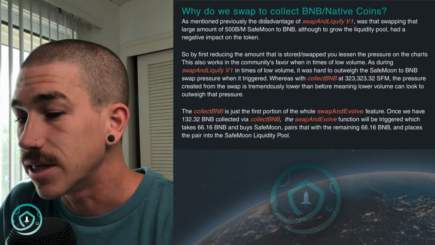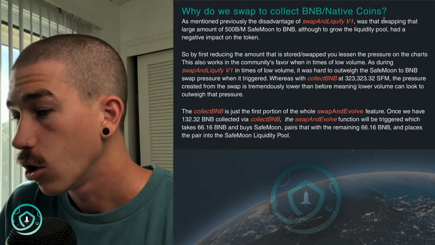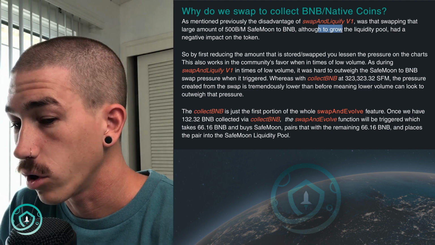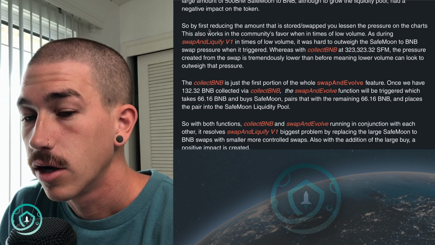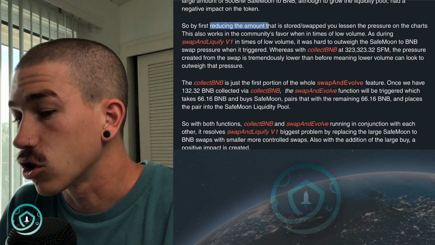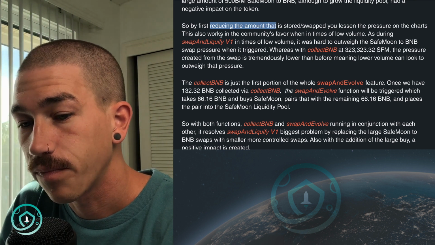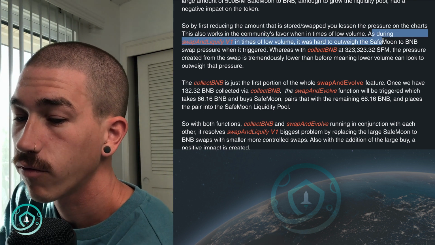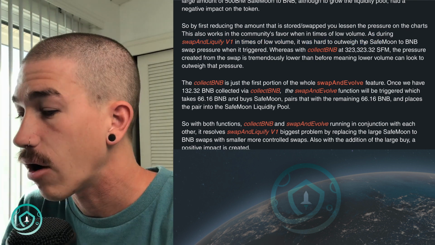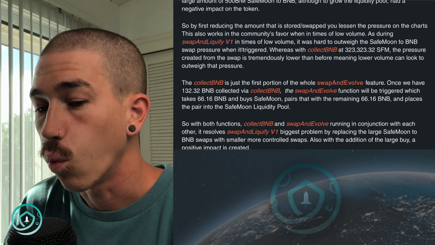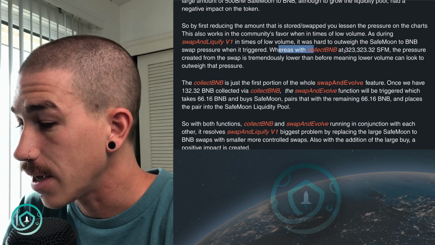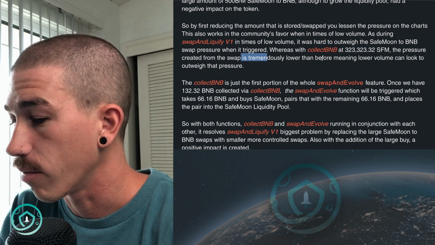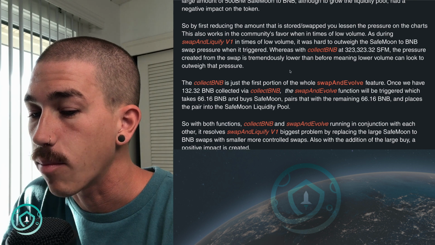As mentioned previously, the disadvantage of swap and liquefy version 1 was that swapping that large amount of 500 million Safemoon to BNB, although to grow the liquidity pool, had a negative impact on the token. So by first reducing the amount that is stored and swapped, you lessen the pressure on the charts. That also works in the community's favor in times of low volume, as during swap and liquefy version 1, in times of low volume, it was hard to outweigh the Safemoon to BNB swap pressure when it triggered. Whereas with collect BNB at 323,000 Safemoon, the pressure created from the swap is tremendously lower than before, meaning lower volume can look to outweigh that pressure.